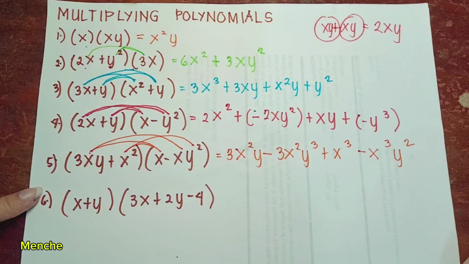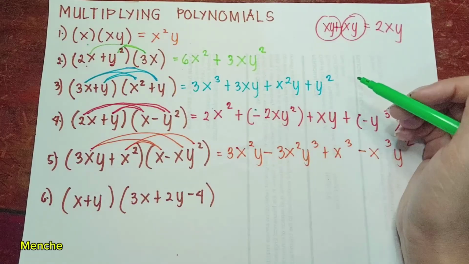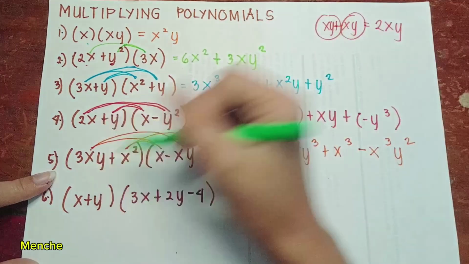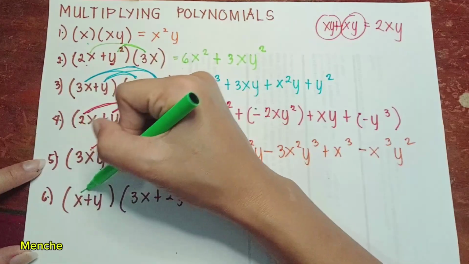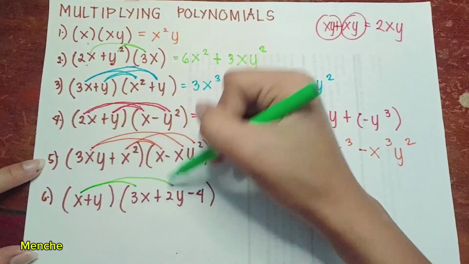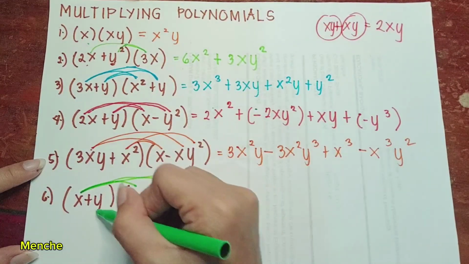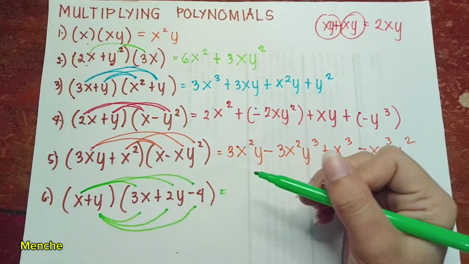And now we go down with our last example, a binomial and a trinomial. In here, we just need to make sure that every term in our binomial is multiplied to every term in our trinomial. So this x here should be multiplied to 3x, to 2y, and to negative 4. Also for our second term, y needs to multiply every term in our trinomial. So we should start now.